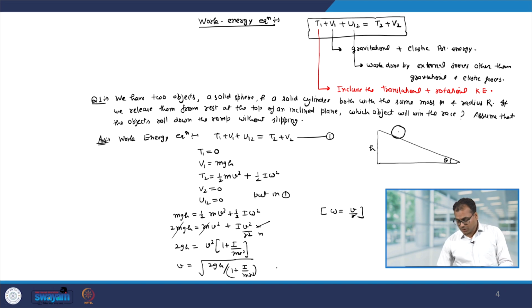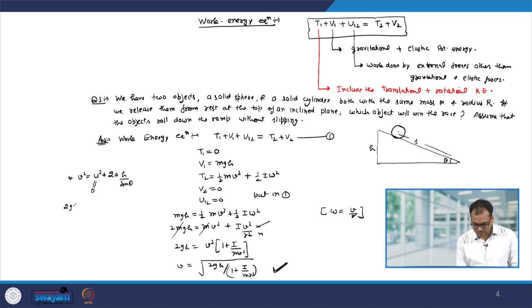Okay. So, this is the velocity of the object when it covers a vertical distance of h. Now, let us find out the acceleration of the object. For that, we can use v square equal to u square plus 2 a s, and from the geometry s is equal to h over sin theta. So, let me call this as s. Initial velocity u was 0. Let us put v square from here.